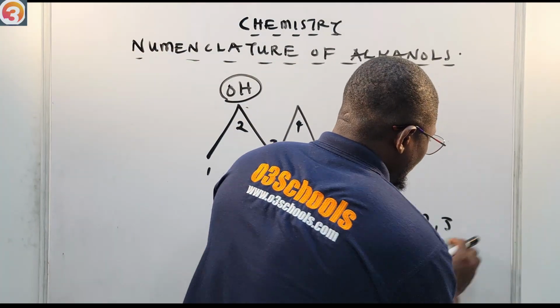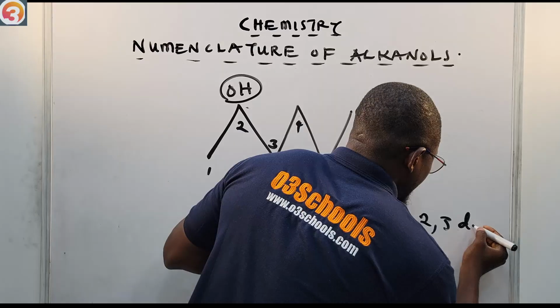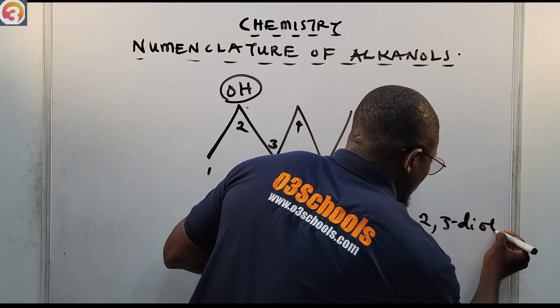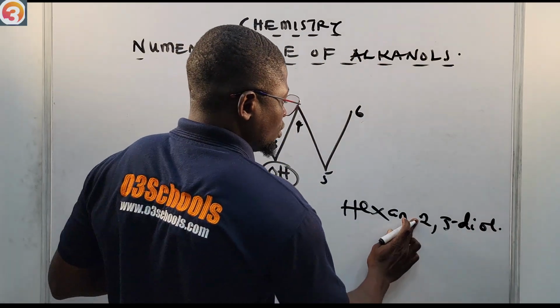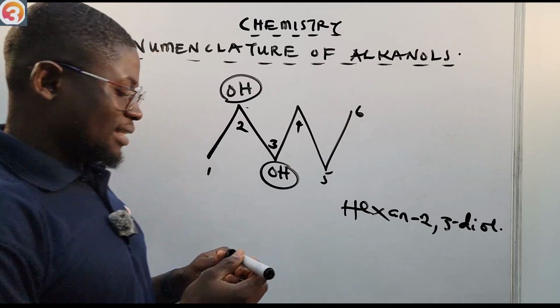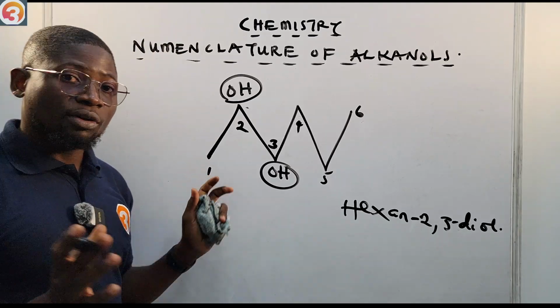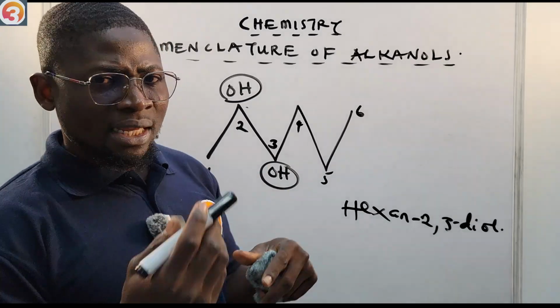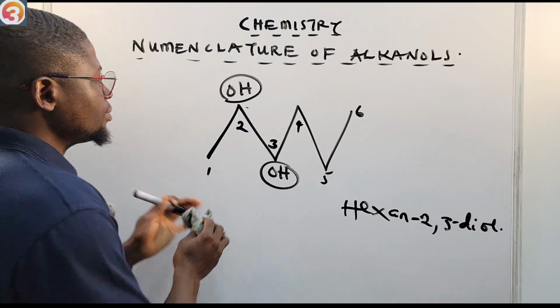Okay, let me write it properly. That is diol. Remember I have to separate it with a hyphen. So that's hexane-2,3-diol. It becomes very easy, right? So now let us take this a step further.